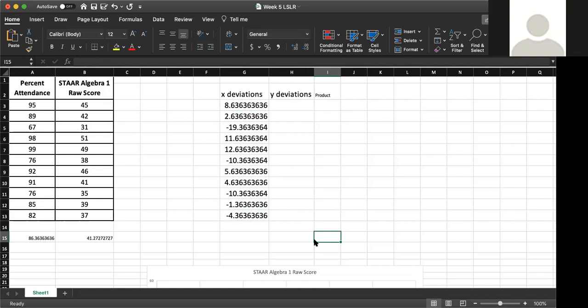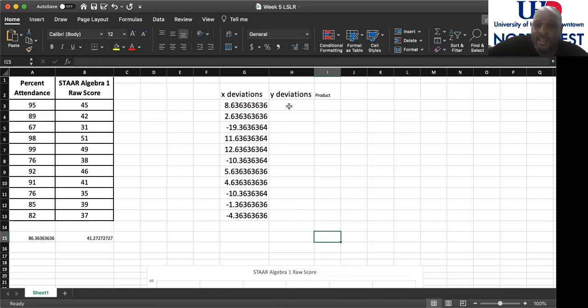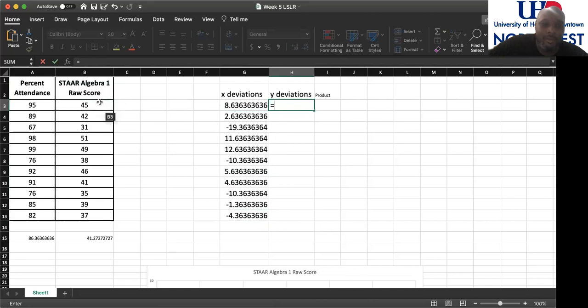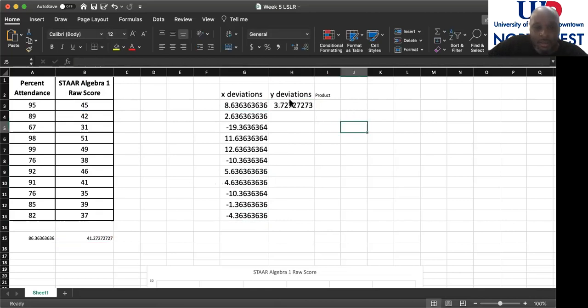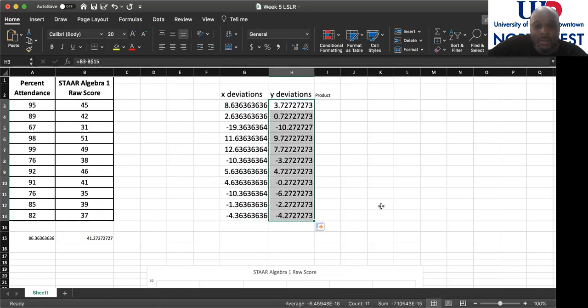Yes. Now, to find the y deviations, do the exact same thing. So I'm going to do equals this minus this number there. And again, I want to drag this down, so I want to keep this constant static. So I'm going to put the dollar sign there. And I get this, drag down now. And here's what I get for those. Those are the y deviations.